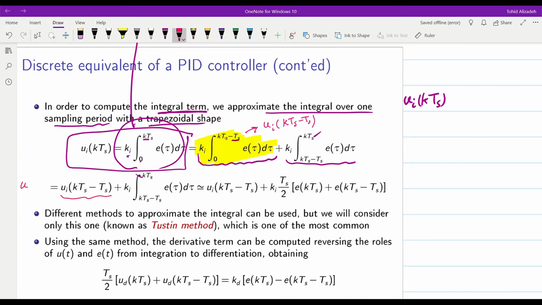We have ui at k Ts is equal to ui at k Ts minus Ts, plus the second term, Ki times the integral from k Ts minus Ts to k Ts of e(tau) d tau. And now we approximate this integral with the expression here.